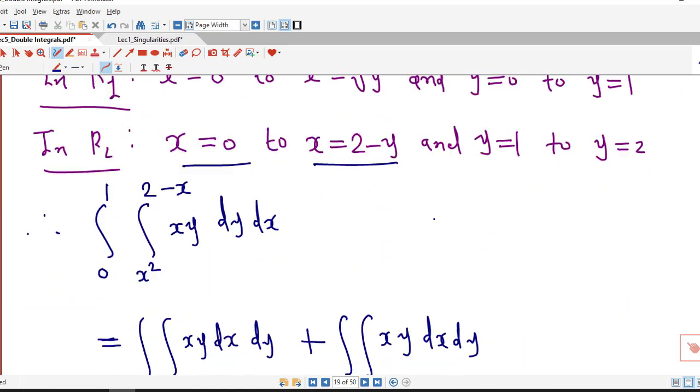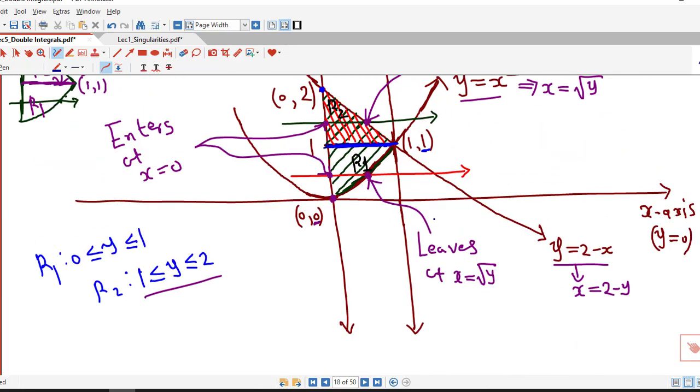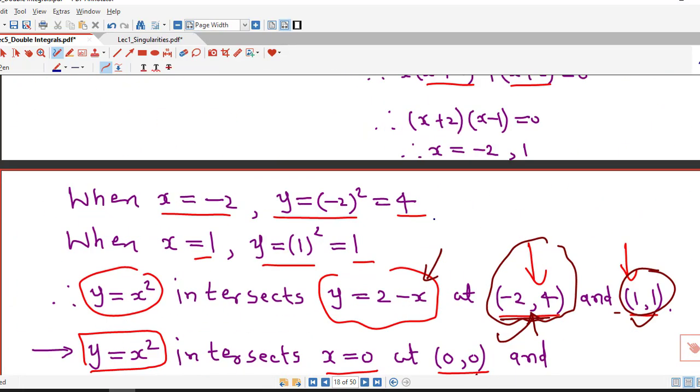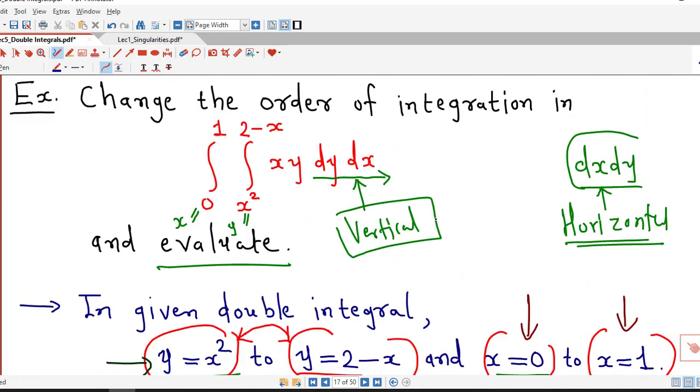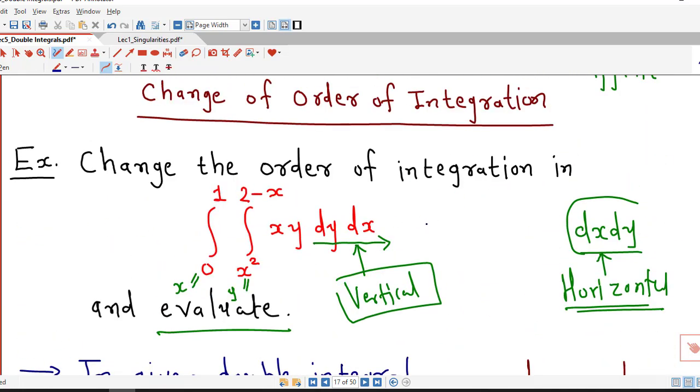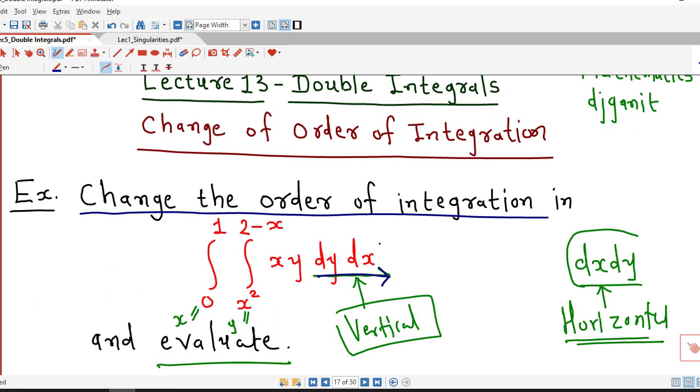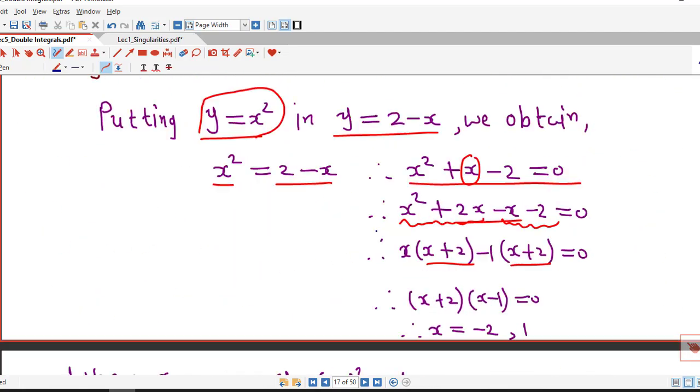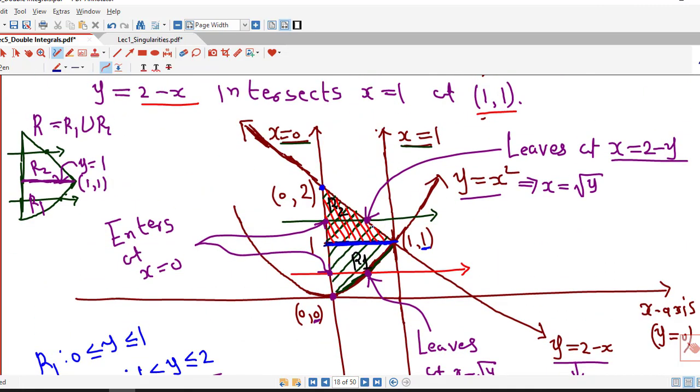So here we can see we have changed the order of integration, and after changing the order of integration we obtain that value of double integral is nothing but 3 by 8. But if we are not asked to change the order of integration, then it is better to consider this order, because here we don't have to divide the region into two sub-regions. But here we are asked to find out value of this double integral by changing the order.